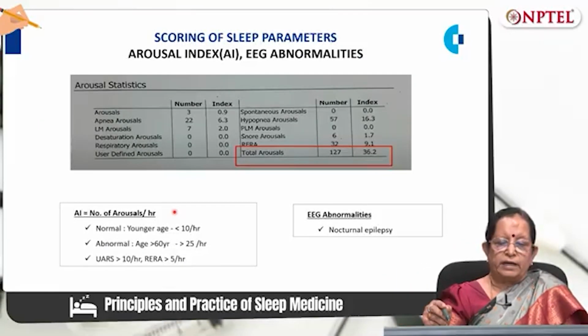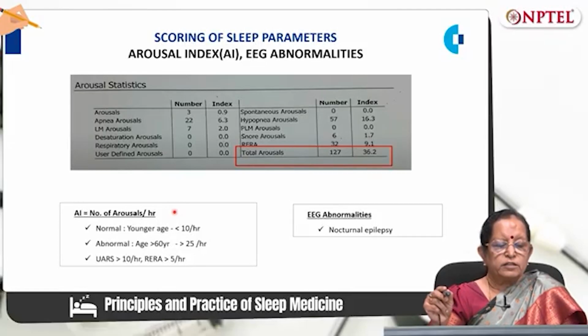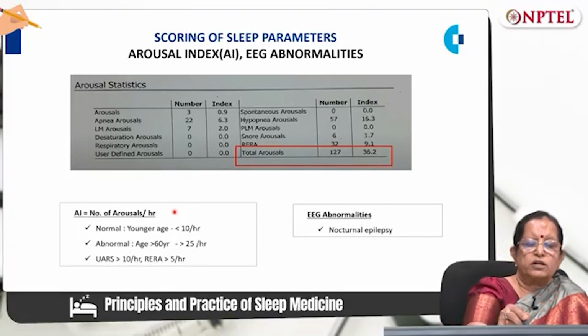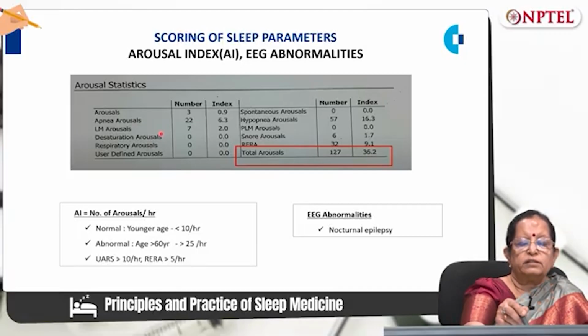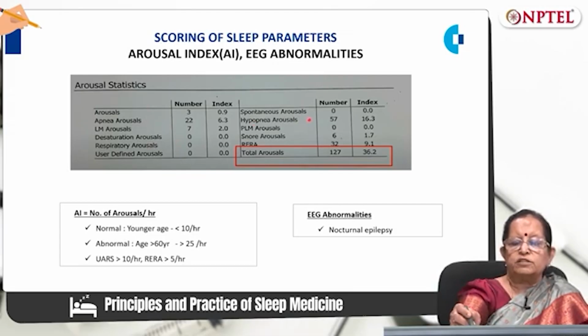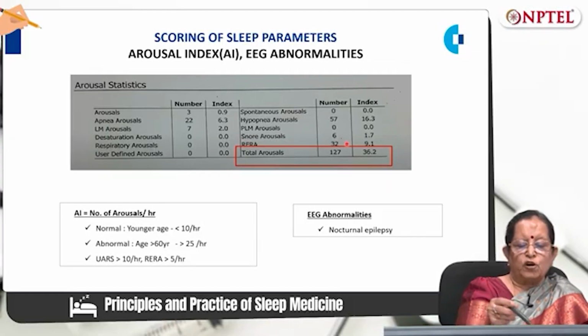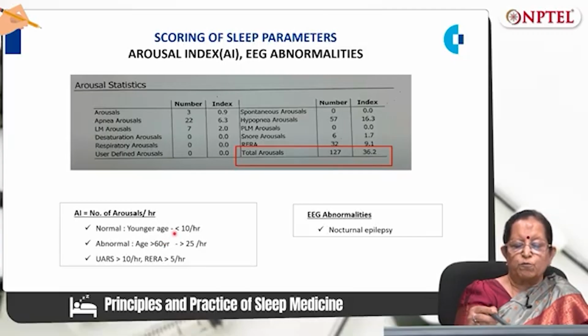Then coming to the arousal index. What is arousal index? I told you, these arousals could be because of apneas, leg movements, desaturations, respiratory arousals, or hypopnea arousals because of snore arousal, RERA. I will be talking about RERA also, respiratory event related arousals. Normally our arousal index is the number of arousals per hour. Normally in the younger age group arousals will be less than 10 per hour. When the age increases to more than 60 years, it will be more than 25 per hour.